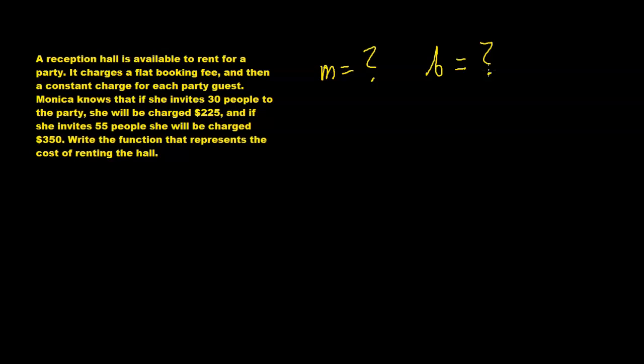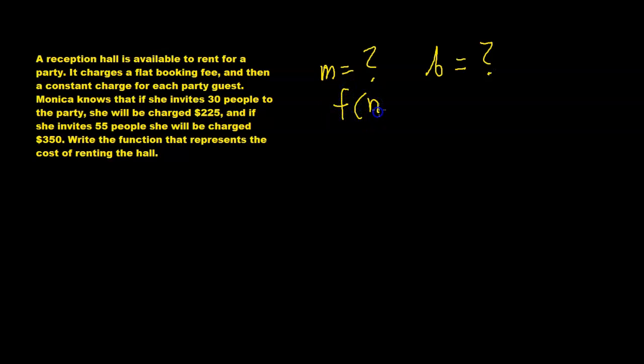Well, we do know that this is a linear relationship. So it can be represented as a linear function and graphed as a line, right? Why? Because we know that they charge a flat booking fee and then a constant charge for each party guest. So we know that the rate of change is constant. So we know it's a linear relationship. So we know we can write this as a linear function.